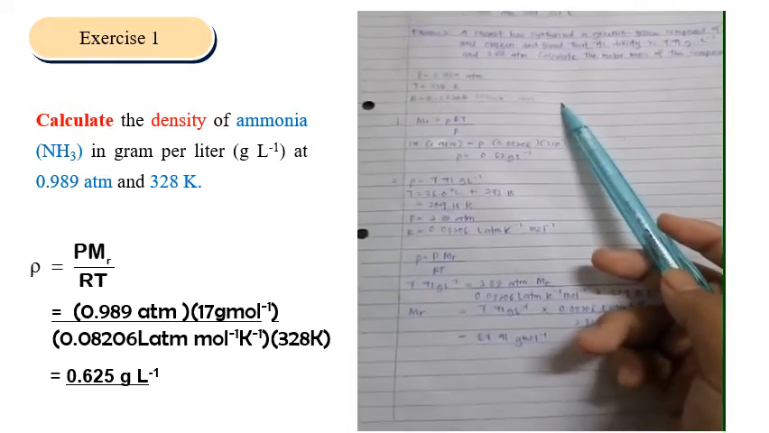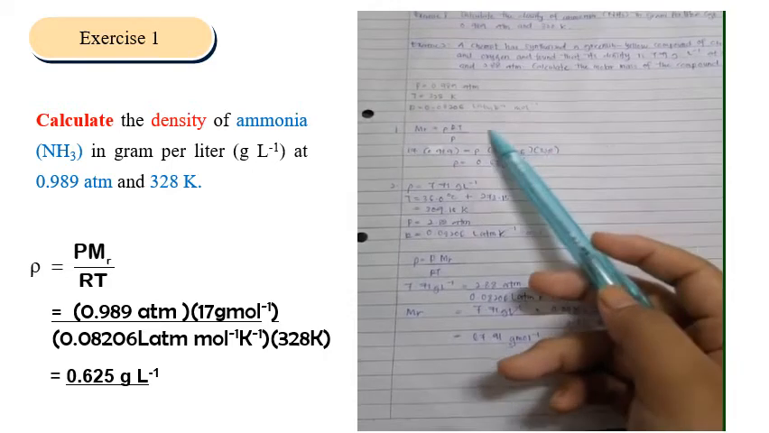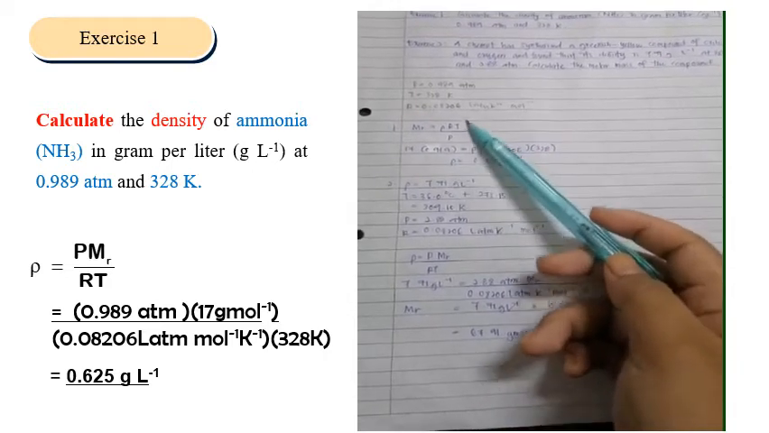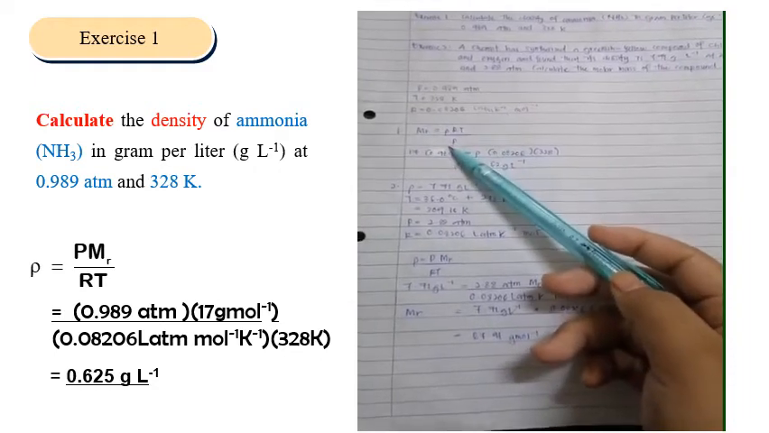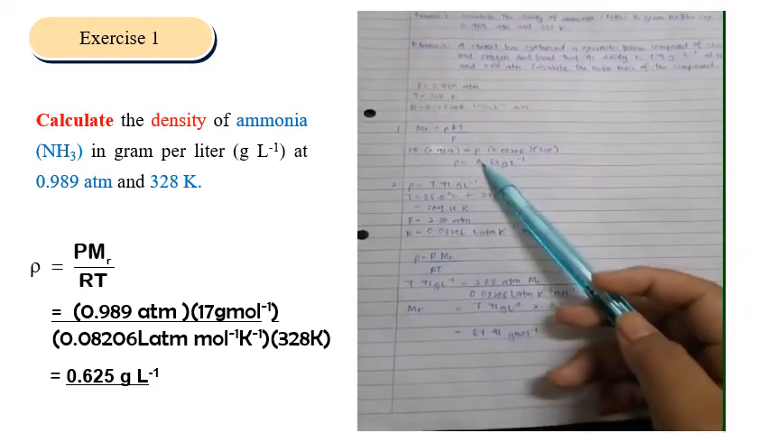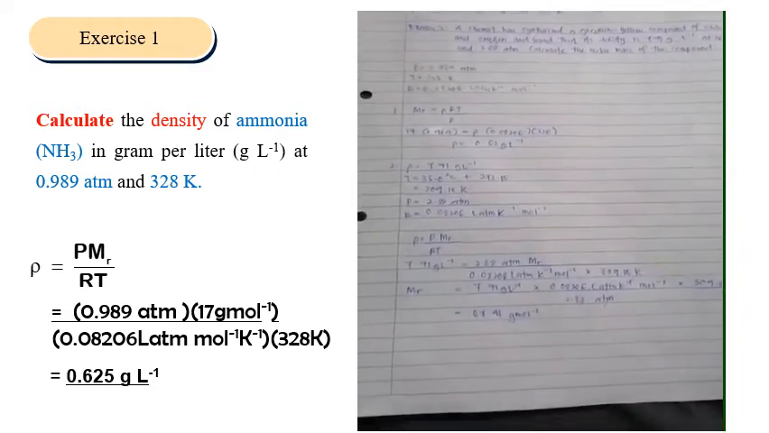So how to find the density? Use this formula and substitute all the information given into the formula, and you will get the density is 0.62 gram per liter.